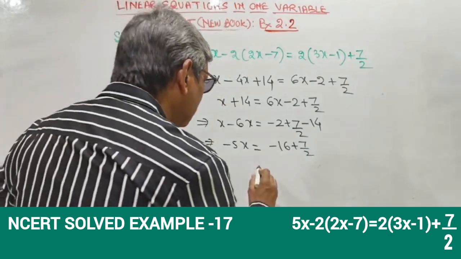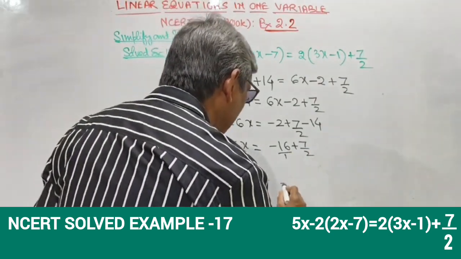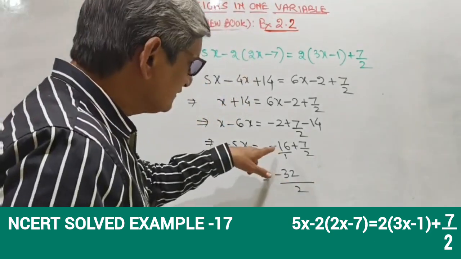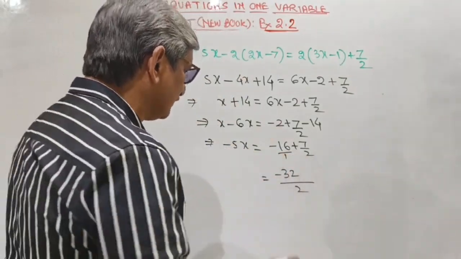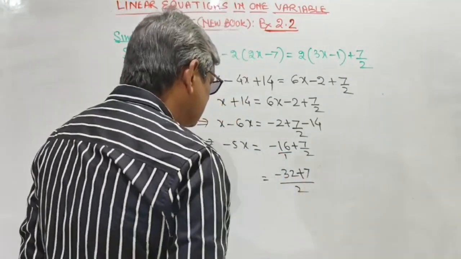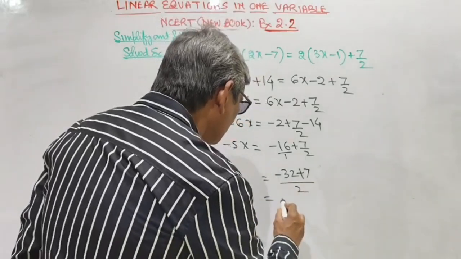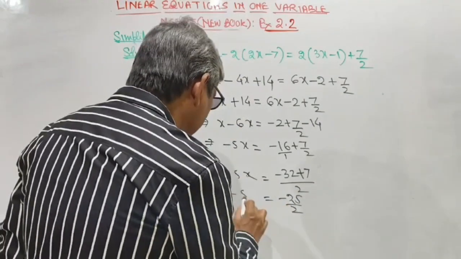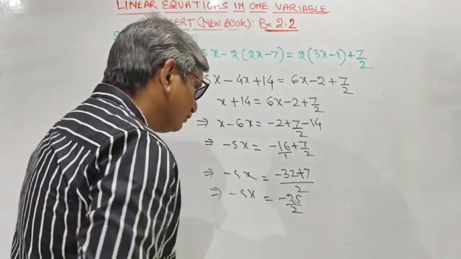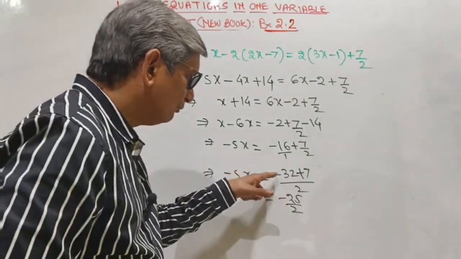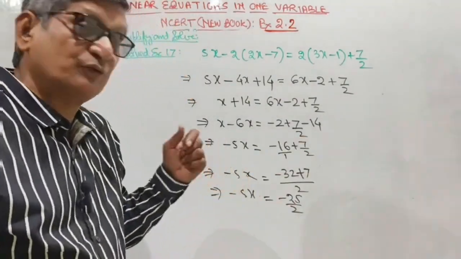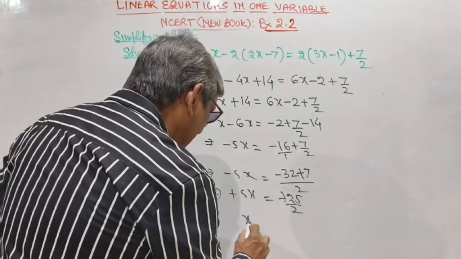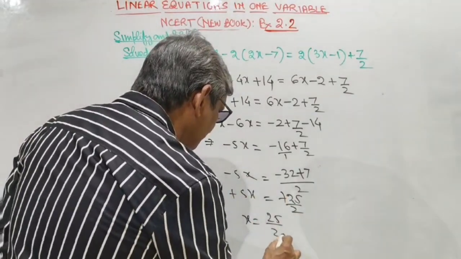Let's simplify. This one is 1. What is there? LCM is 2. Minus 32, just see, 16 into 2 is 32, and plus 7, which is equal to minus 25 by 2. This is the value of minus 5x. Minus 5x is equal to minus 25 by 2. Minus 32 plus 7 is equal to minus 25. Just see, minus minus plus, and x is equal to 25 by 2.